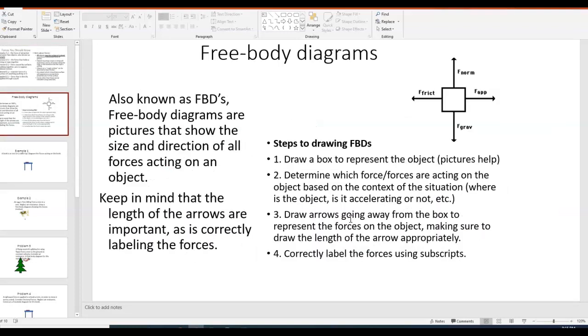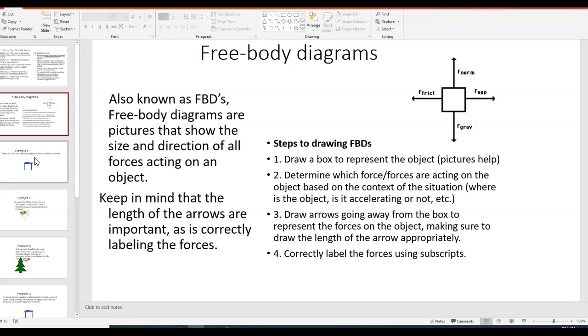Step 3. Draw arrows representing the forces going away from the box or away from the dot, making sure to draw the length of the arrow appropriately. Okay, arrows should always be drawn away from the dot, not towards it. Okay, and step 4, correctly label the forces using subscripts. Okay, so these are the steps for drawing free body diagrams.